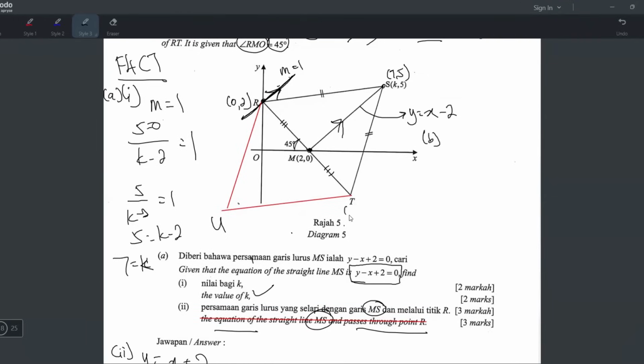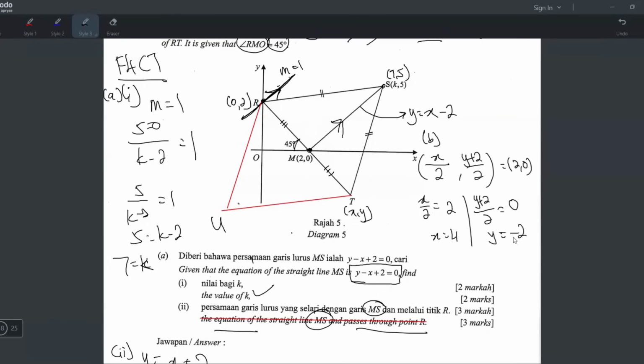Okay, how to find point T? Let's call it XY for now. I will use the midpoint formula. I know 2, 0 is the midpoint, so that's gonna be the answer. The formula is x plus x divided by 2, y plus y divided by 2. You take the hujung punya points, tambah, bahagi 2. So it'll be 0 plus x, which is x, and then y plus 2, like that. And the answer gives you 2, 0. Now when you compare, the x coordinate equals the x coordinate, and the y coordinate equals the y coordinate. So your x is 4, and your y will be 0 times 2 is 0, minus 2, negative 2. So your point T comes out here, 4, negative 2. And label it here, 4, negative 2.